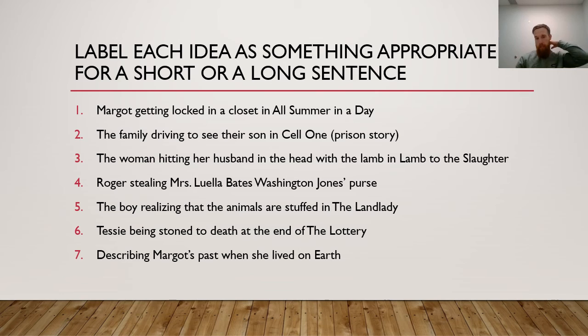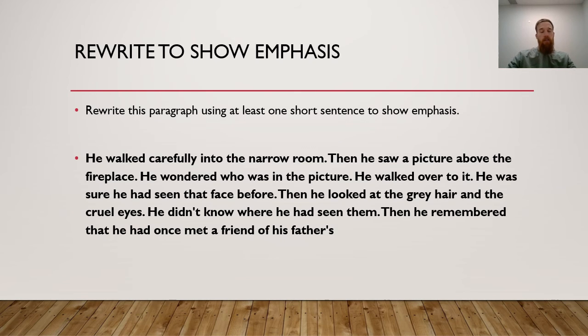Number 5, the boy realizing that the animals are stuffed in The Landlady. Number 6, Tessie being stoned to death at the end of The Lottery. Or number 7, describing Margot's past when she lived on Earth. So you're going to put each of those either as a short or a long sentence based on what they are about. And then to do some practice with this, we're going to rewrite this paragraph and look for the moment in there where we want the most action. See if we can put a short sentence in there.